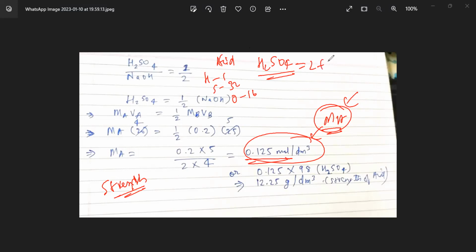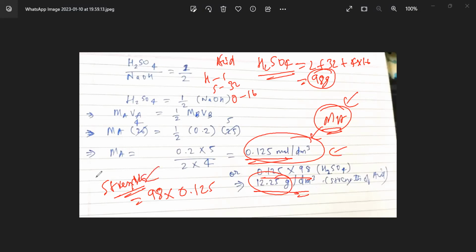So it is 2 plus 32 plus 4 into 16. So ultimately you get 98 gram as the molecular mass of the sulfuric acid. The strength is molecular mass of the acid, which is 98, into the molarity of acid, which is 0.125. Okay, so when you do this step, you get 12.25 gram per decimeter cube as the strength. Okay, so this happens to be the concluding step of titration.